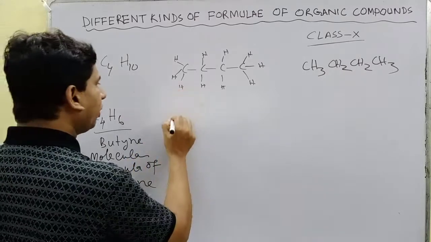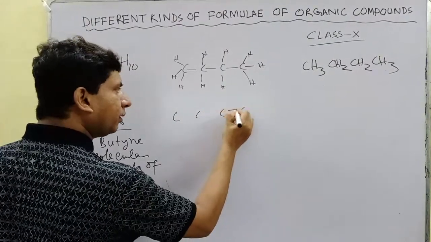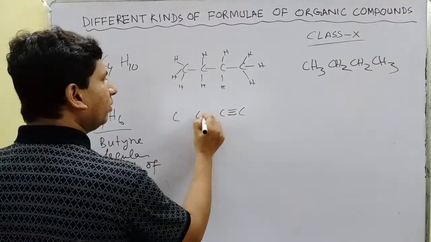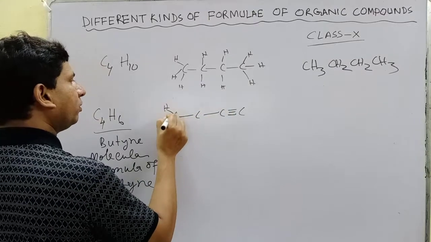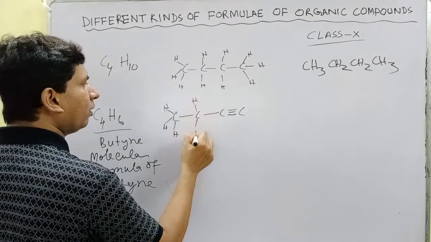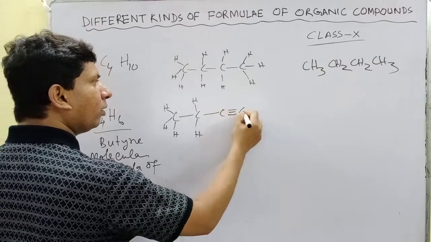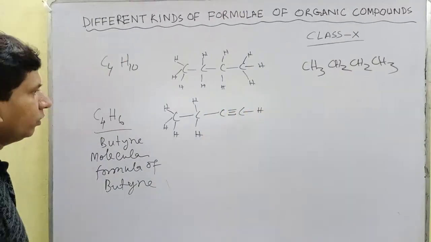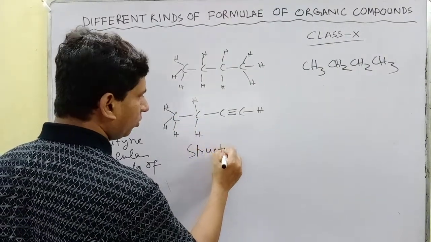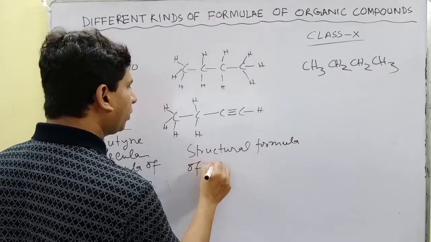And then the condensed formula: 1 carbon, 2 carbon, 3 carbon, 4 carbon. Then there is a triple bond. Triple bond means ine, that means alkyne. Single bond, single bond, there is hydrogen, hydrogen, hydrogen, the 4 bonds are complete. Hydrogen, hydrogen. This carbon has 4 bonds, 1, 2, 3, 4. Then there is only 1 hydrogen. So this is the structure of butyne.